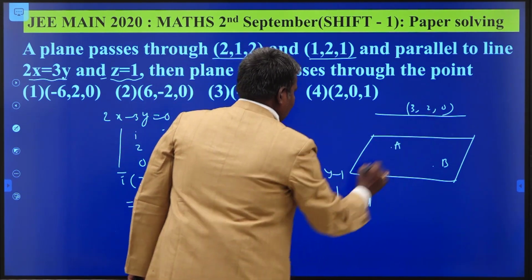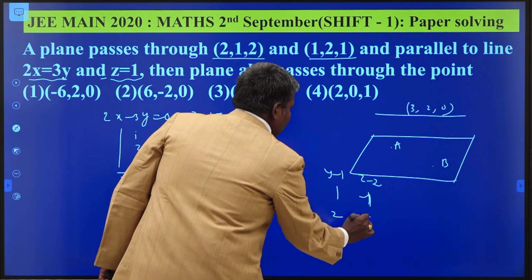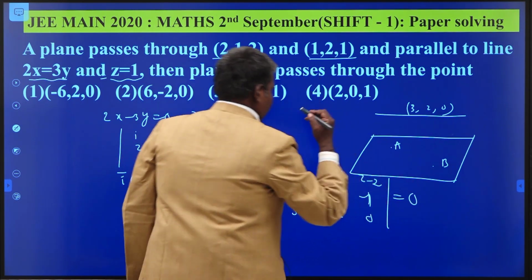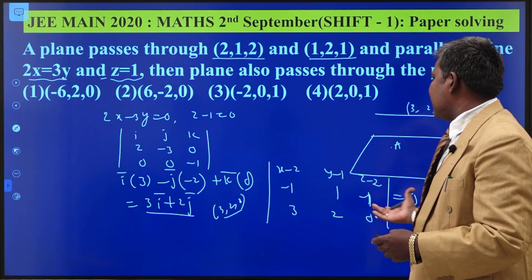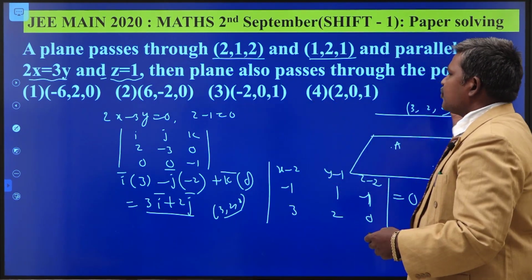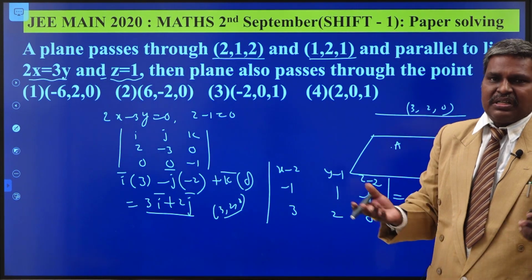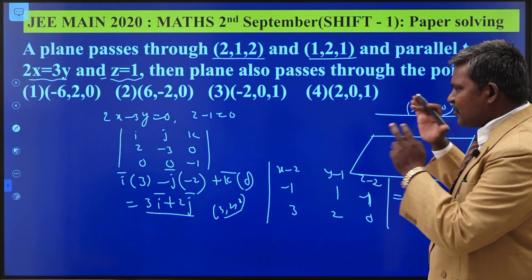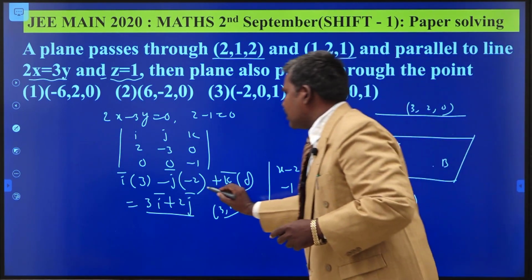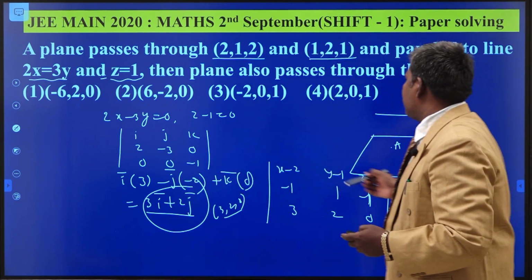And write the direction ratios 3, 2, 0 equal to 0. This is the required plane. You just expand this determinant to obtain the equation of plane and substitute which one satisfies your equation. That is your correct answer. So, no need to write any equation. You just find the direction ratios of line of intersection, then your job is over.